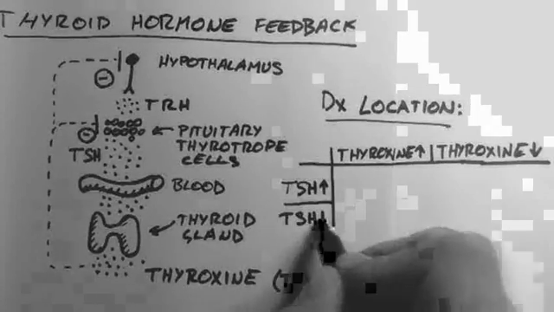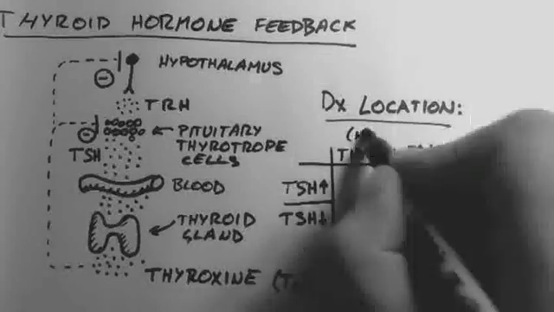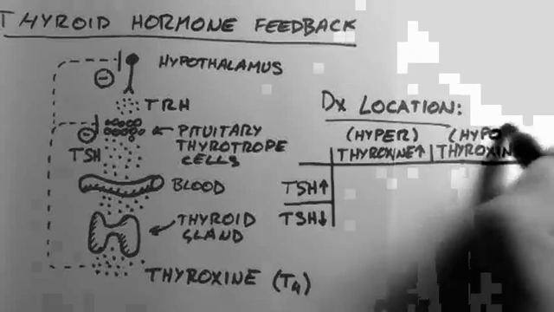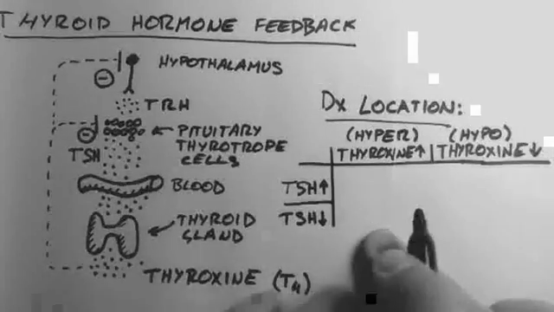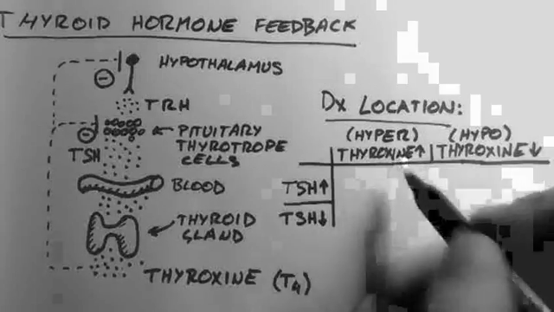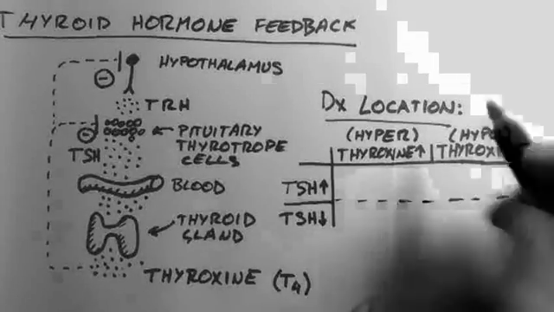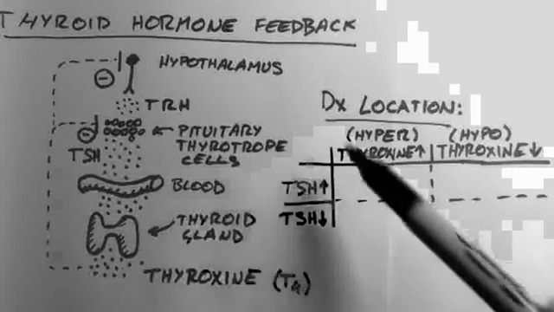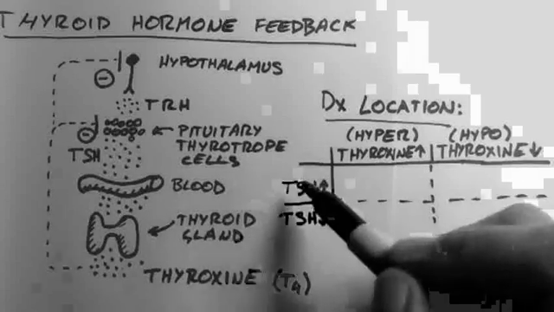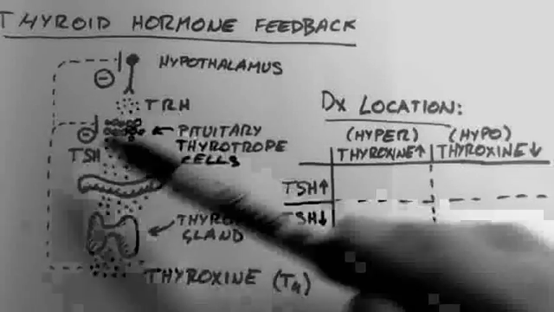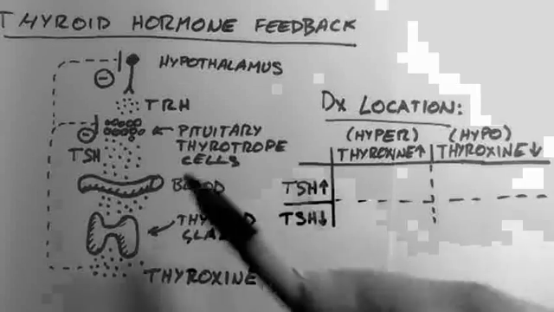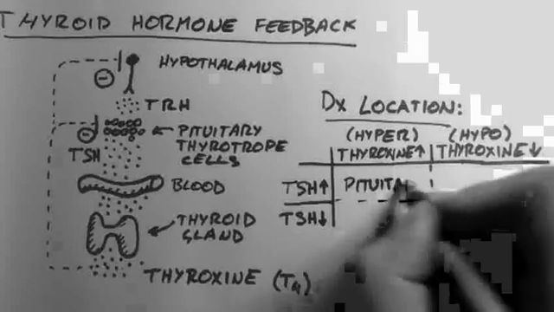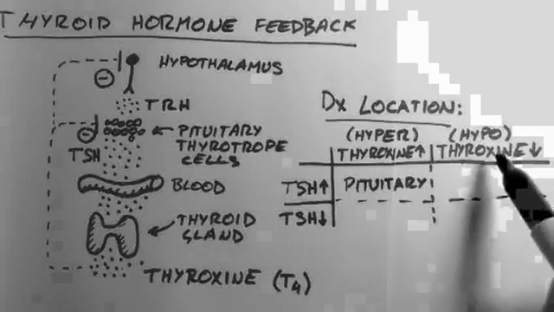So if thyroxine is high, this is what we call hyperthyroidism. And if thyroxine is low, this is what we call hypothyroidism. If thyroxine is high and TSH is high, because we know that thyroxine should be suppressing the release of TSH, then there must be a problem in the pituitary, which means that this feedback mechanism doesn't work. Therefore, the problem must be in the pituitary.